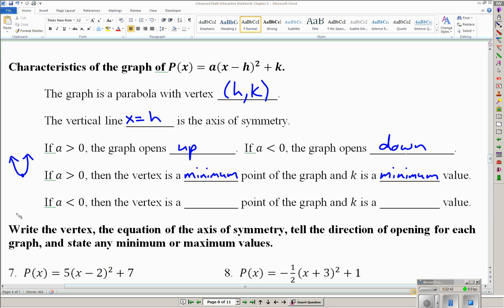Now if a is negative, that's a parabola that opens downward. It will go down to negative infinity and have a high point here. Then the vertex will be a maximum point, and k will be a maximum value. So when it opens up, the vertex is a minimum, and when it opens down, the vertex is a maximum. It sounds like it's the opposite thing happening, but when you think of the shape of the graph, you can tell.